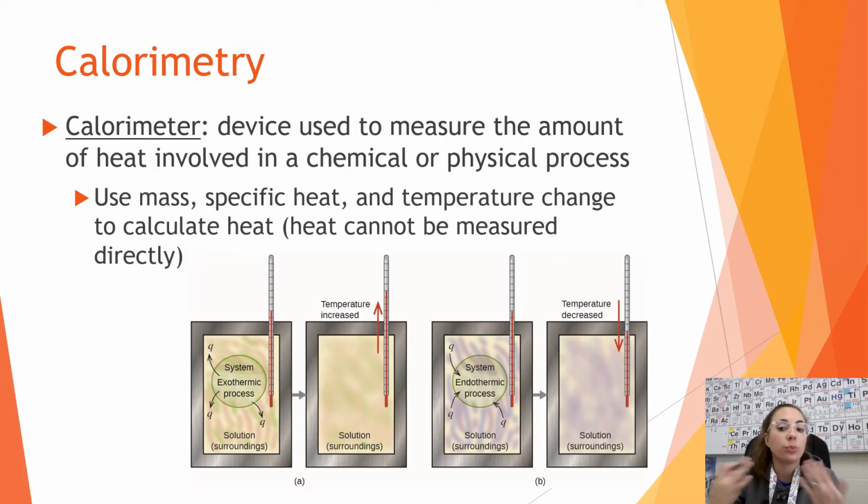So a calorimeter is the device used to do calorimetry. It's used to measure the amount of heat involved. So we use the mass if we're looking at an object, the specific heat, and the temperature change in order to calculate heat. Because like I said, we can't measure heat directly. We don't have a heatometer, right? So we calculate it with this equation.